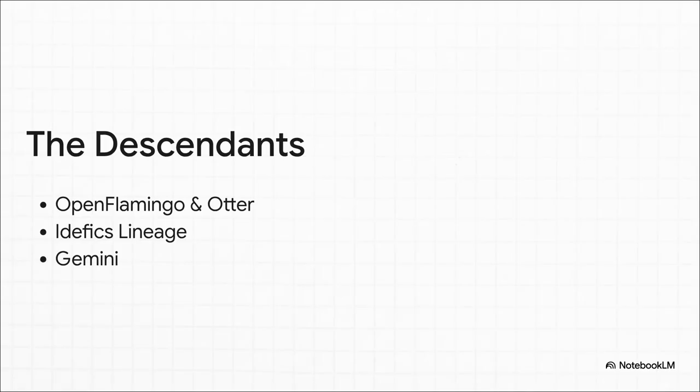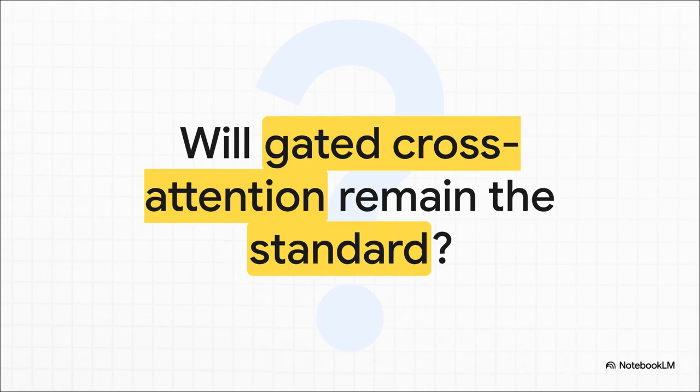And the DNA of this 2022 paper lives on literally everywhere today. It birthed direct open-source reproductions like OpenFlamingo and Otter. It heavily influenced Hugging Face's incredibly popular Idefics lineage. And perhaps most notably, it conceptually paved the way for massive modern models like Google's Gemini. Meaning the very AI you might be using on your phone right now owes a massive debt to this specific architecture. But, of course, the industry moves incredibly fast.